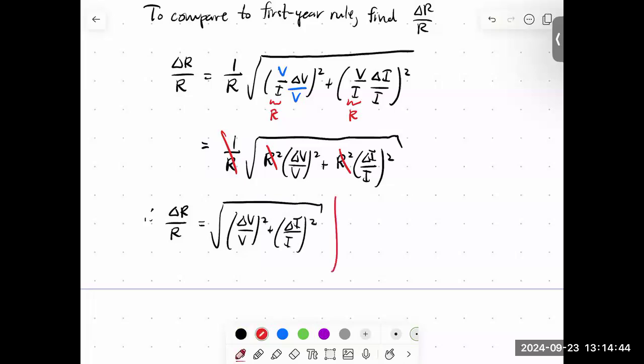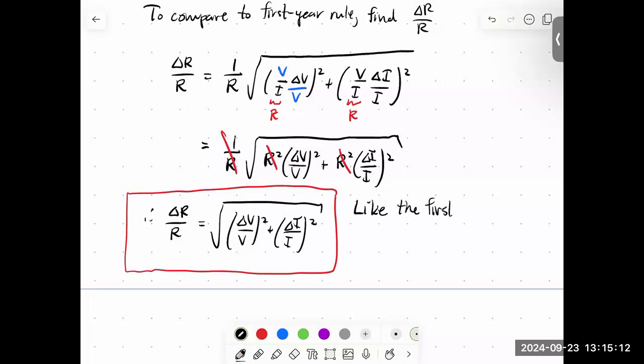And so what we've managed to do is to show that our propagation of errors results gives a similar answer to the first year rule. The only difference is that it's the first year rule where we apply a quadrature sum to the two terms instead of just adding them directly. So this is like the first year rule with a quadrature sum.